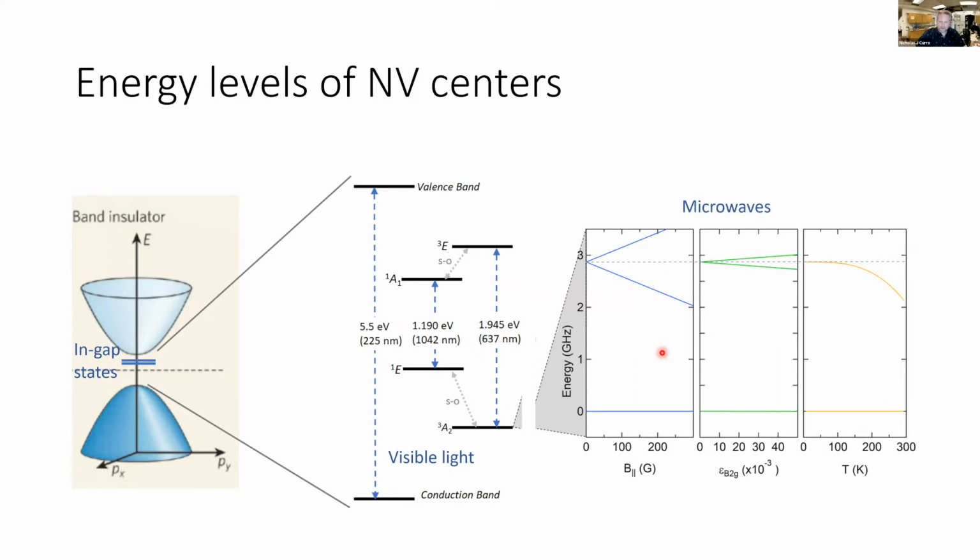And so what we end up doing is we create a qubit between two of these energy levels here, and that's the fundamental way that NV sensors or NV centers have been used as qubits for quantum applications.